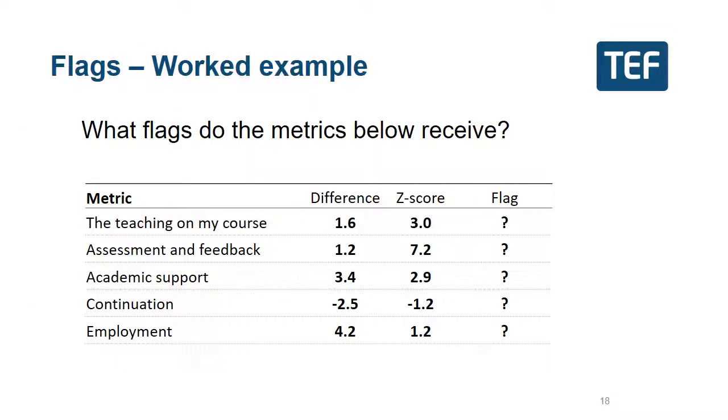I've included a question on flags here to test your understanding. So here's a set of metrics with differences and Z-scores displayed but no flags. And the question for you is, what flags would these metrics receive? I suggest taking a minute to go through one by one and work out what you think the answer is in each case. So pause the video here, make a note of your answers, and then when you're ready, press play and see if you got them right.